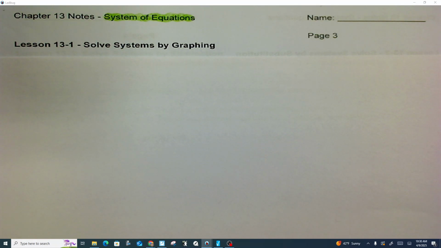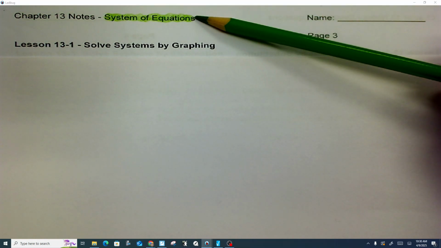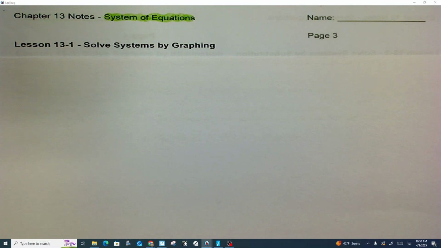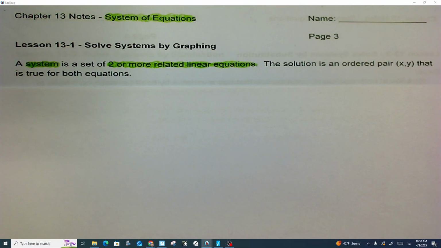Here we go, guys. Lesson 13-1, solve systems by graphing. So what in the world are these systems of equations? Well, a system is just two or more linear equations. It's two equations that you can graph a line with, right?